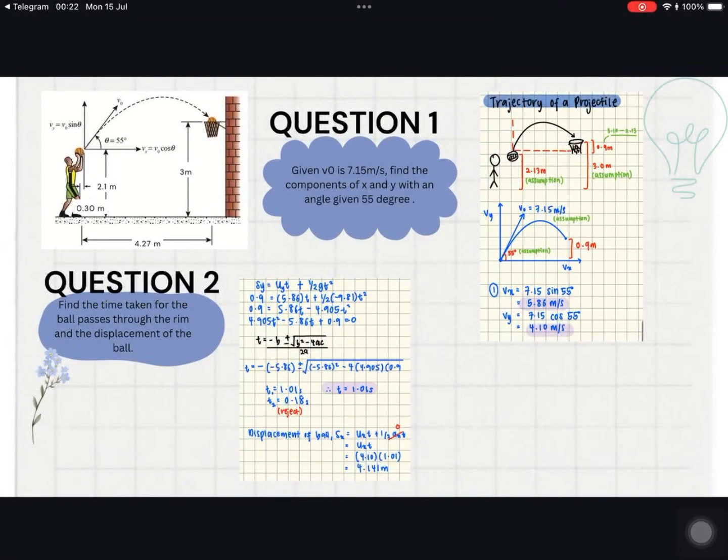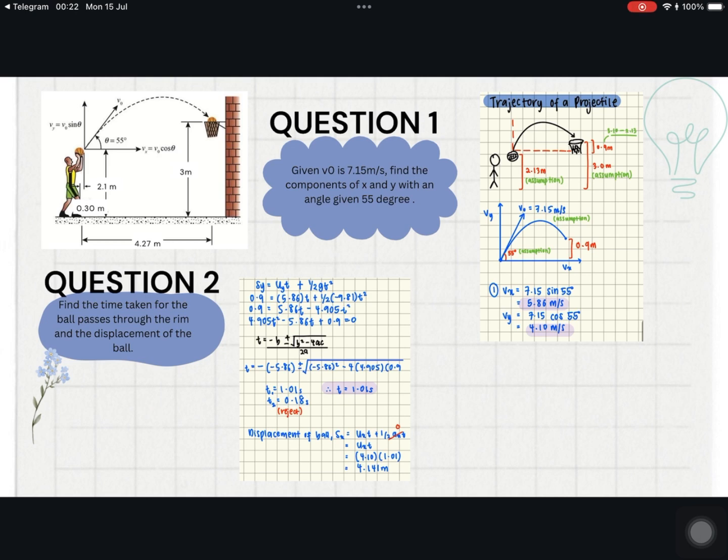So we have been shown a free throw video on the last slide, and we can make some calculations based on the physics that we have learned. For these questions, they have shown us a player shooting a basketball into the net, and they have given us some information, for example the angle, the height of the player, the height of the net, and also the distance of the player from the net.